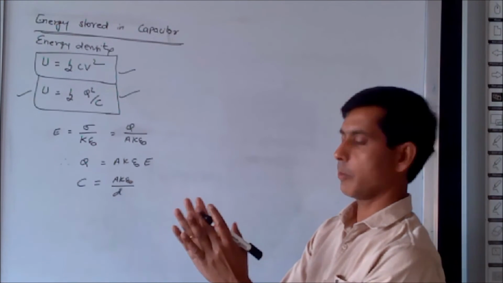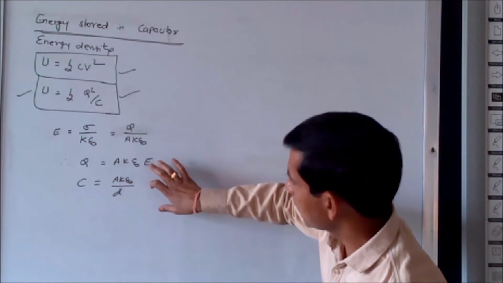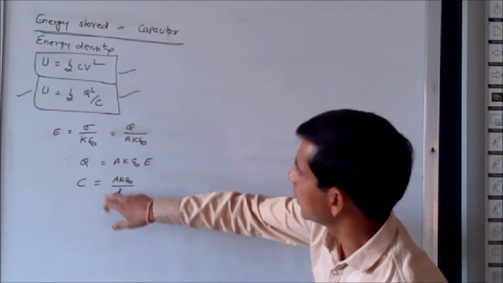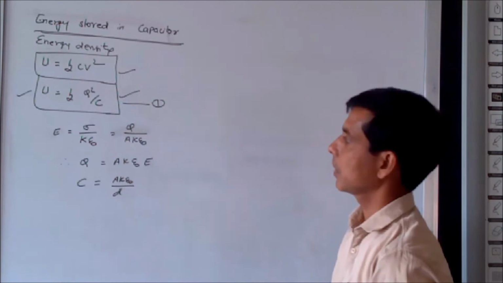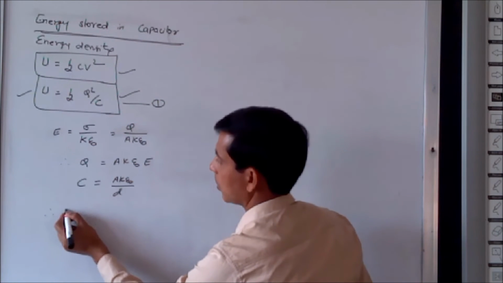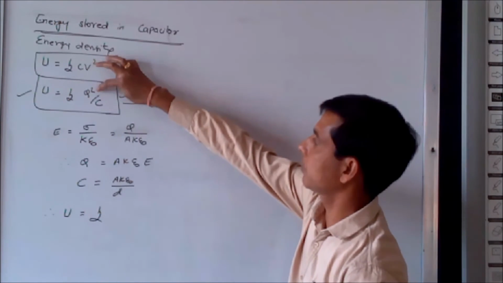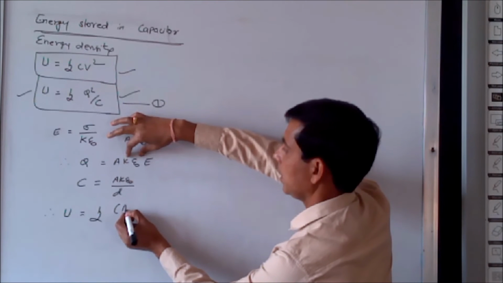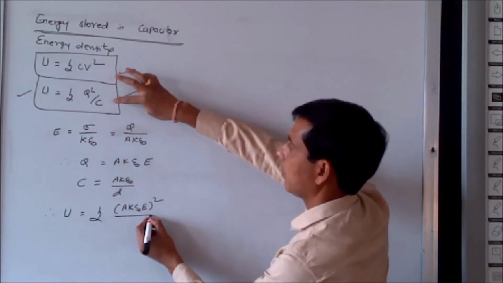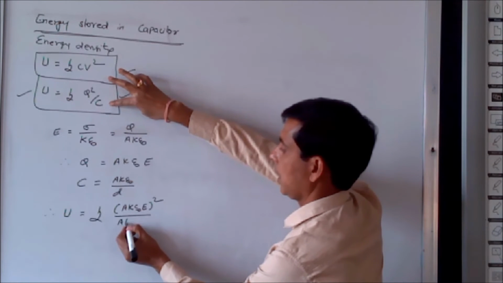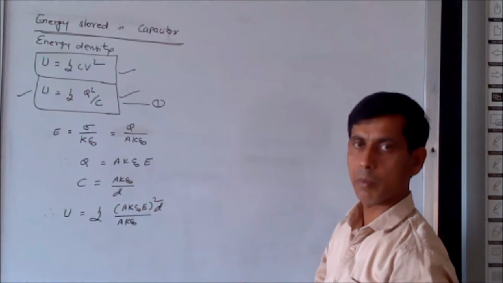D is the distance between both plates. Now we put the value of q and c in equation number 1. Therefore, u equals 1 by 2. By putting the value of q squared, it will be a k epsilon naught e squared, upon the value of c, a k epsilon naught by d. The d goes to the numerator side.